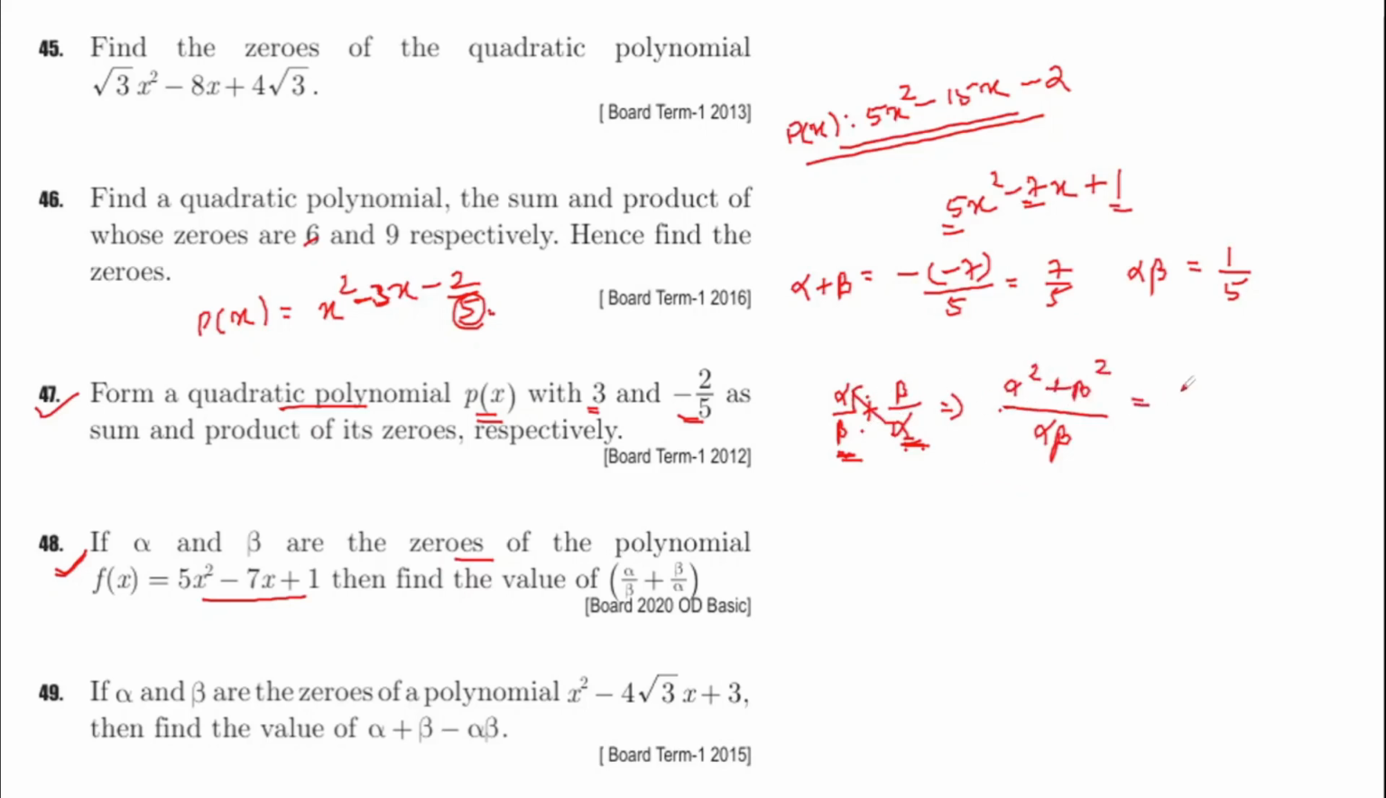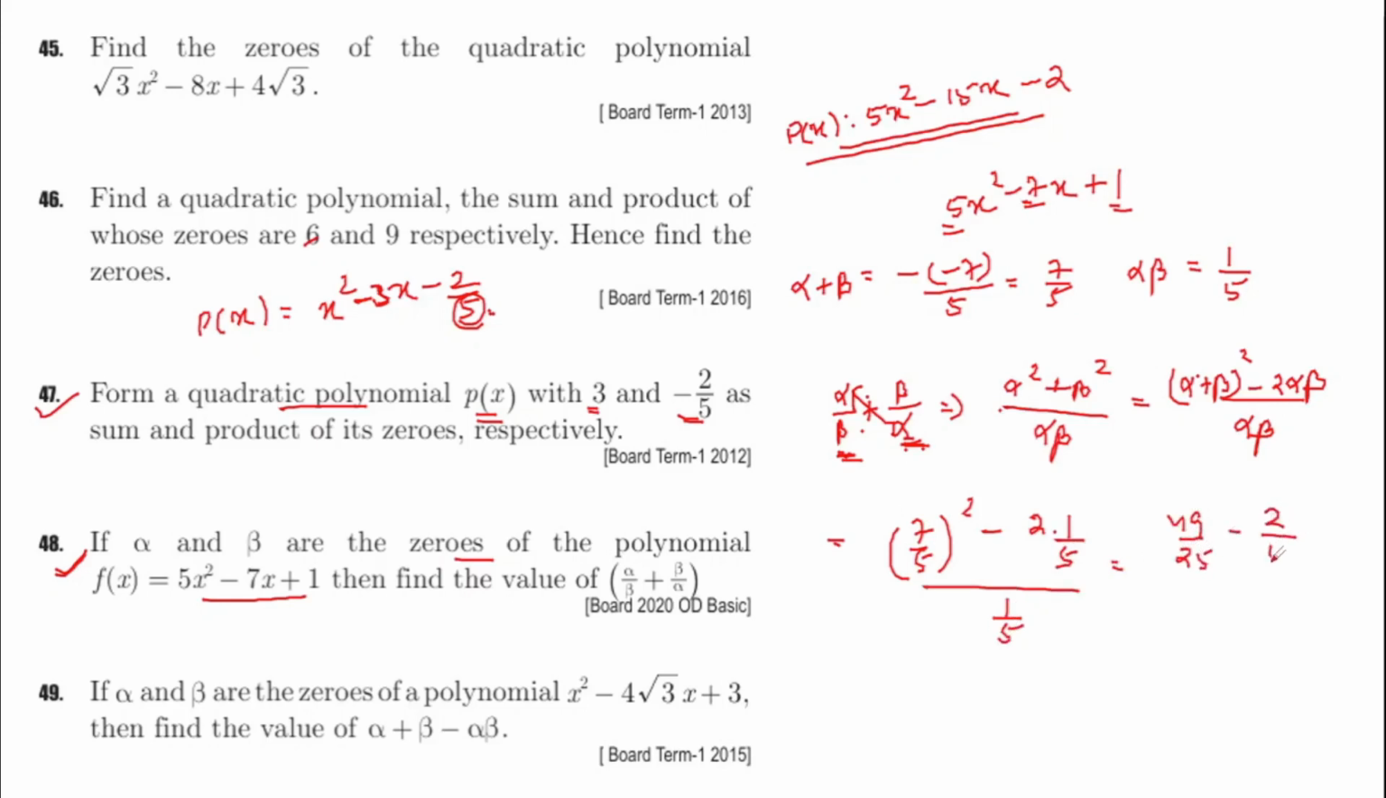Now this alpha square plus beta square can be written as alpha plus beta whole square minus 2 alpha beta, and that is divided by alpha beta. Okay, so in place of all the things, let's put the values. Alpha plus beta is 7 by 5, so whole square, minus 2 into alpha beta, which is 1 by 5, and again 1 by 5. Now if you simplify this, that will give you 49 by 25, and this gives you 2 by 5, and this is 1 by 5.